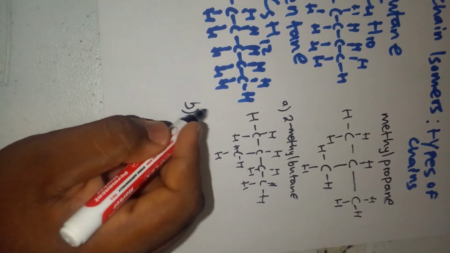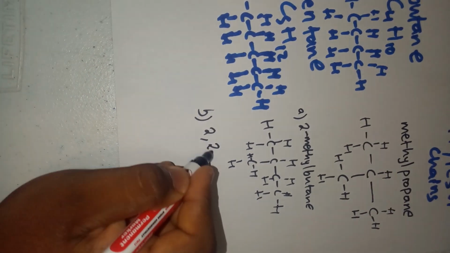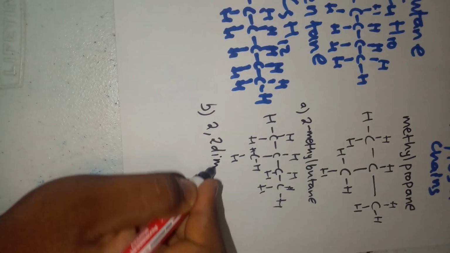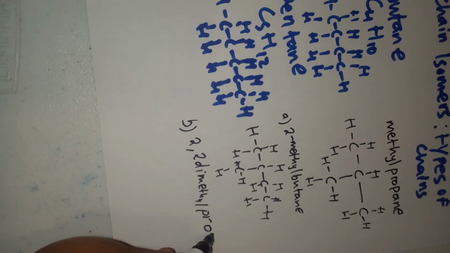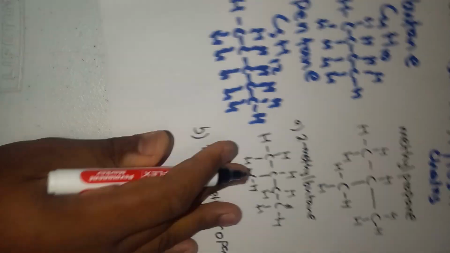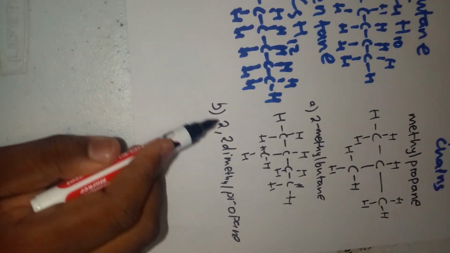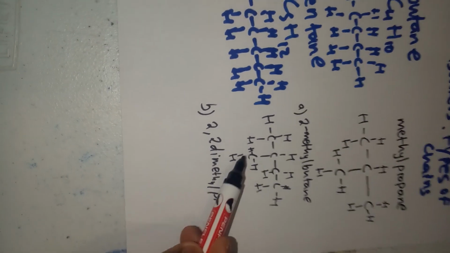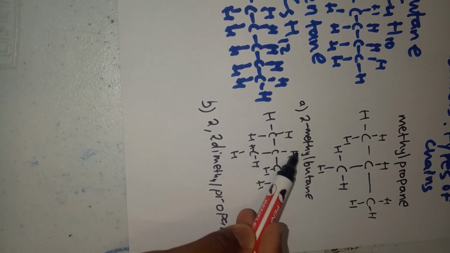And now the second one, it is what? 2,2-dimethyl propane. Now I want to give you an activity to try this one. 2,2-dimethyl propane means that the methyl, this CH3, is on the same position, meaning that you have the one here and the other one up there.